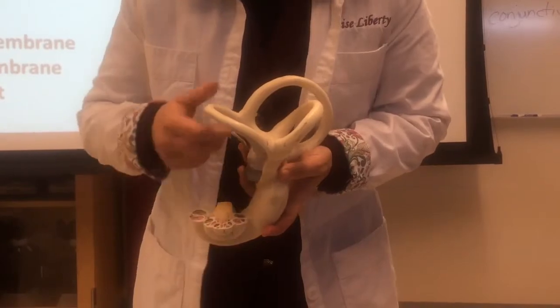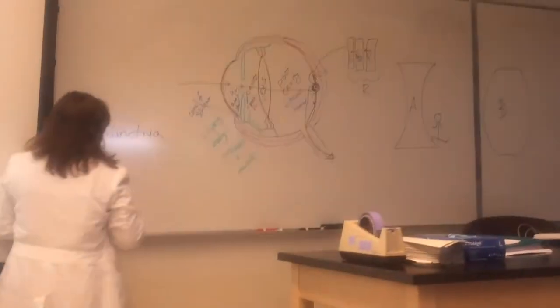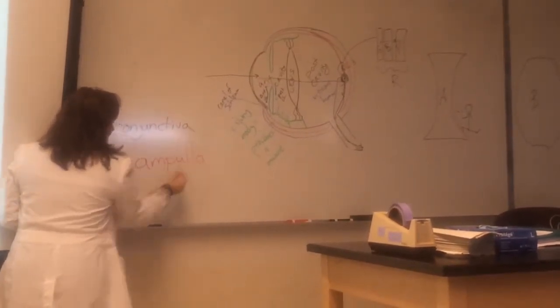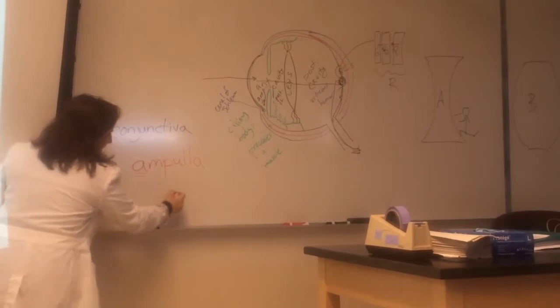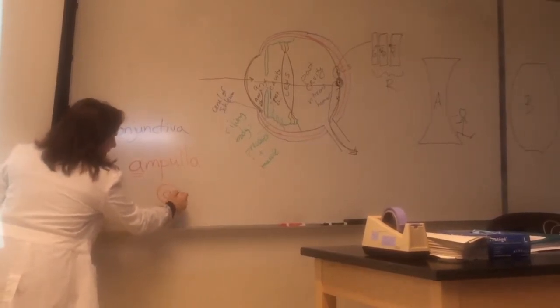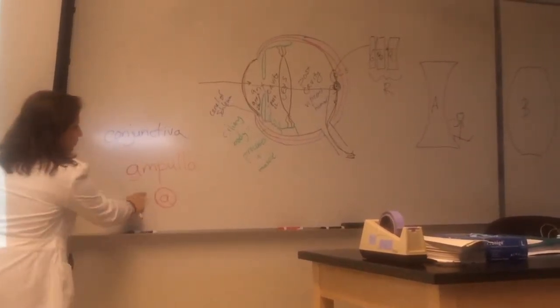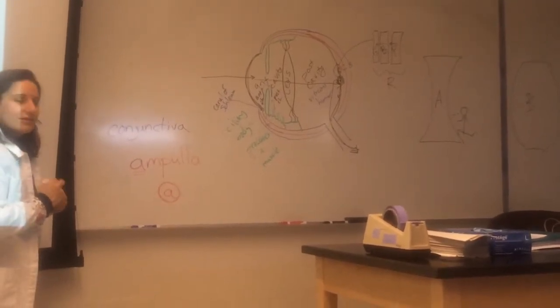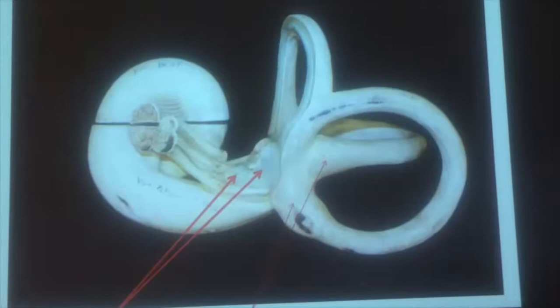Now, crista ampullaris, I'm just going to show you over here. Ampulla has the crista ampullaris, and I remember that the A, I draw it like this, and it reminds me that it deals with circular rotation and acceleration. Okay, good stuff.